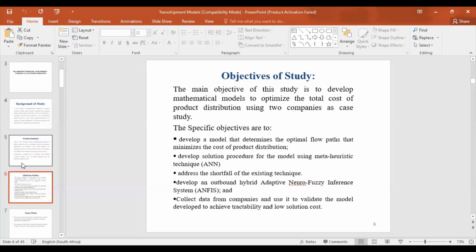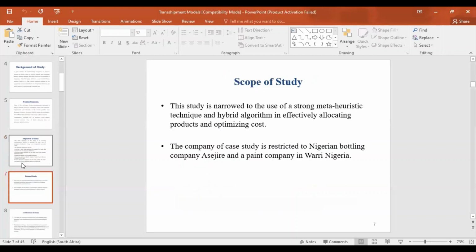Then collect data from manufacturing companies and use it to validate the model to develop a much more robust solution. The scope of the study is narrowed to the use of meta-heuristic techniques and hybrid algorithm in effectively allocating products and optimizing costs in a manufacturing company. And the company of case study is the Nigerian Bottling Company.